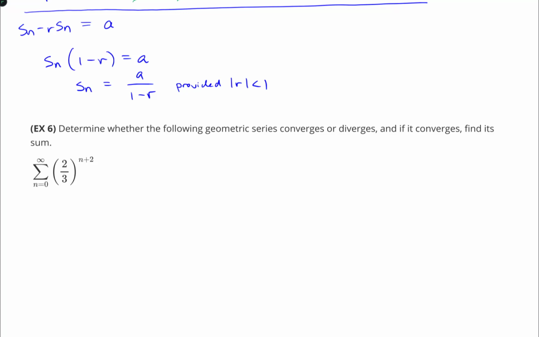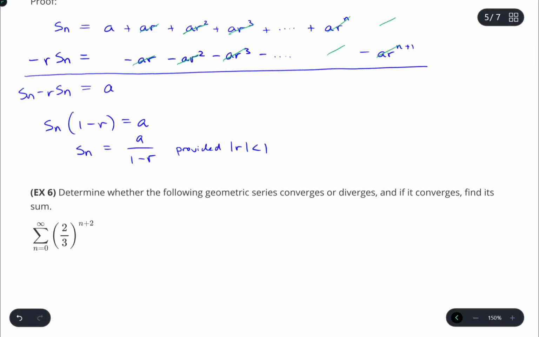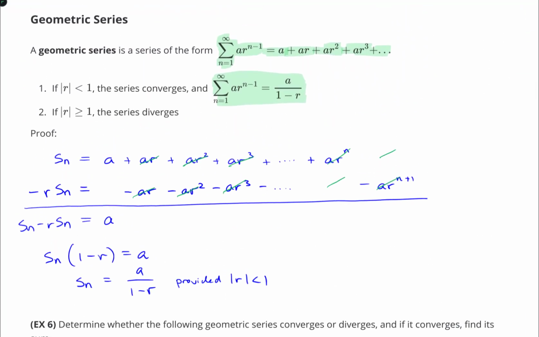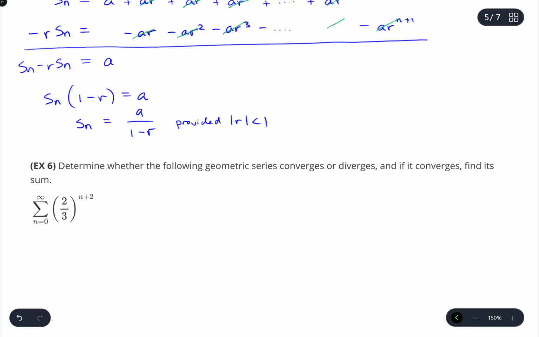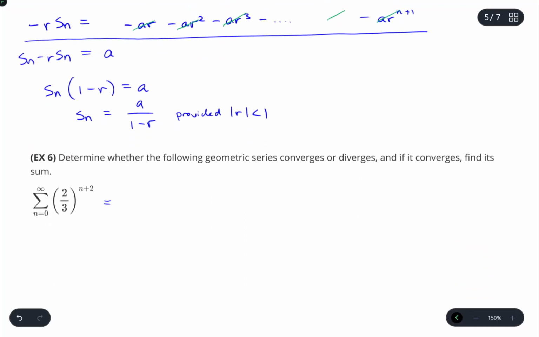What I need to do here is figure out what to do with this n plus 2, however, because the formula up here doesn't say what we can do with n plus 2, for instance. So here, I can do this. I can say this is the sum as n equals 0 to infinity of 2/3 to the n times 2/3 squared. Now, why can I do that?